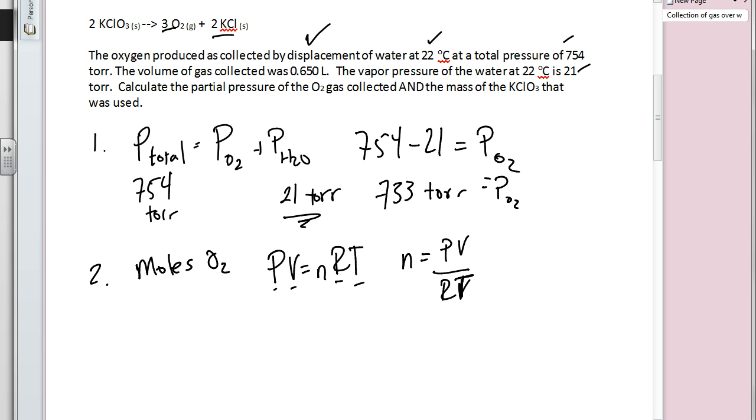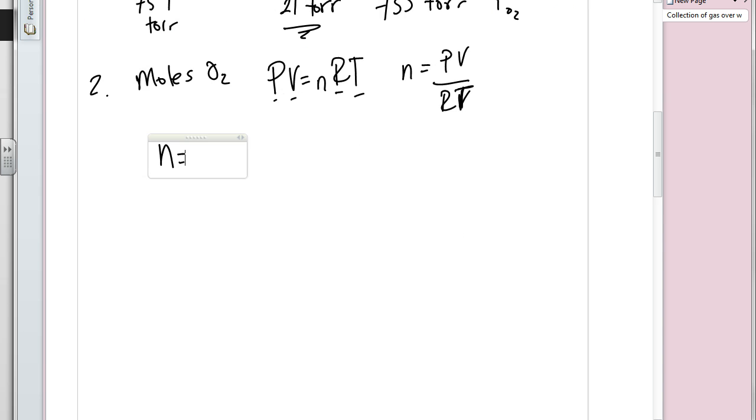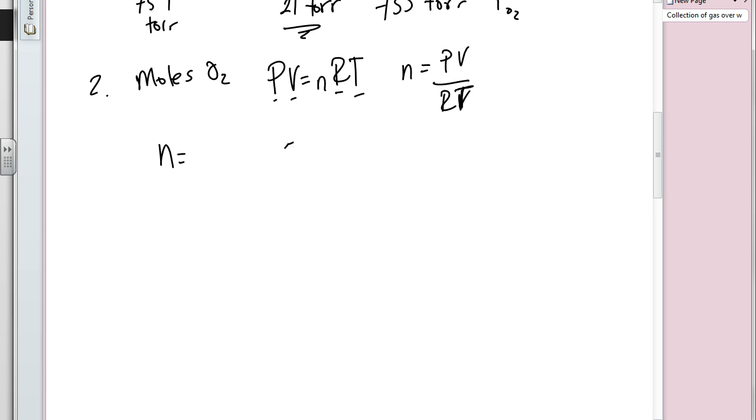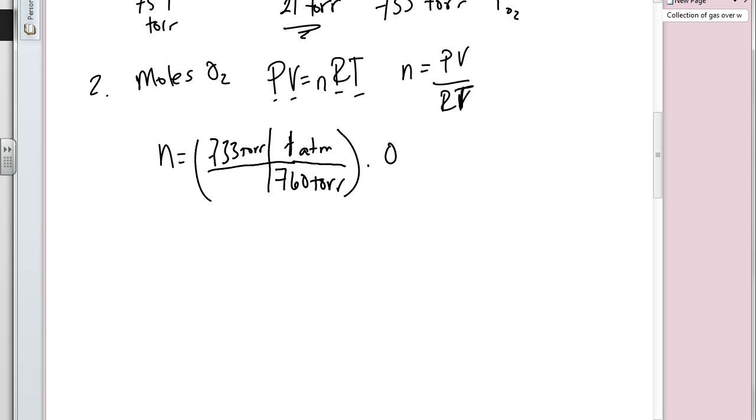Oops, that should be a T right there. And so I'll put it down here. n is equal to, let me scroll down a little bit. Okay, so n is going to be equal to the pressure, and we're going to use the pressure of the oxygen, which is 733 torr. And now I'm going to do a quick conversion. I want to convert that to atm because we are using R here. We're going to multiply that by the volume, which was given at 0.650 liters.